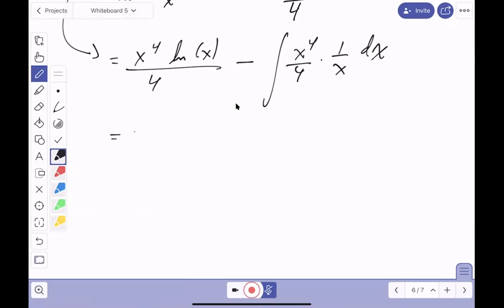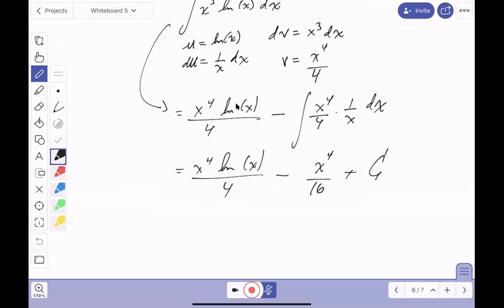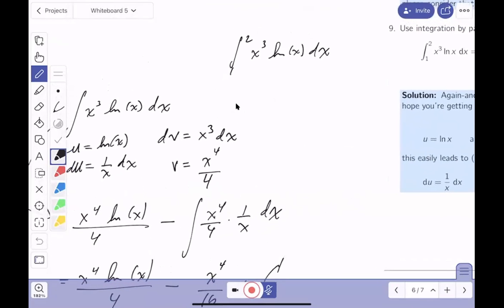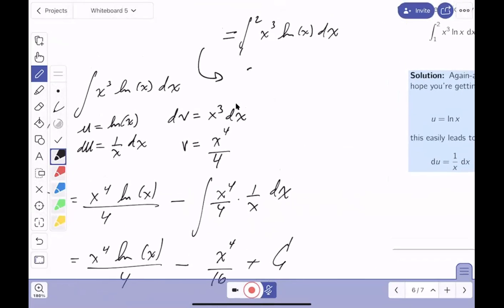Now, let's see if we can do it. x to the 4th ln x over 4 minus, this would be x cubed over 4, right? So x cubed over 4, I have to increase the power by 1, so it'll be x to the 4th over 16 now, plus c. So that's a lot of work to do that, and mistakes do happen, but I didn't want to do that. I wanted to do this guy up here. So let's write the antiderivative down. It's going to be x to the 4th ln x over 4 minus x to the 4th over 16.